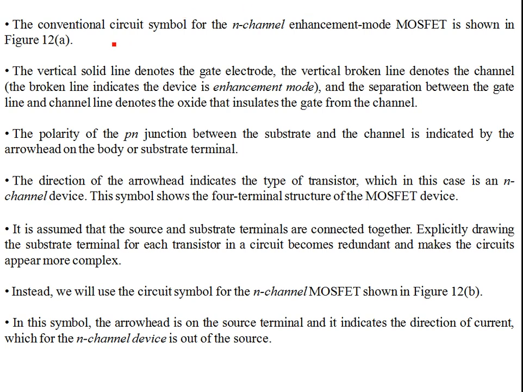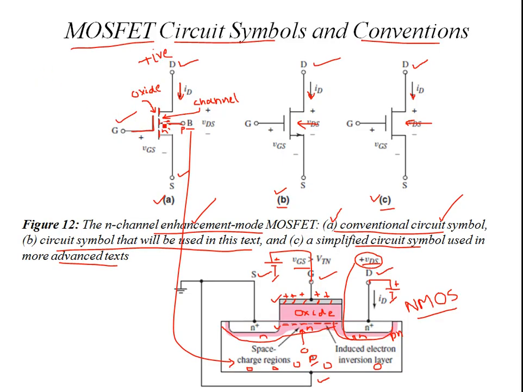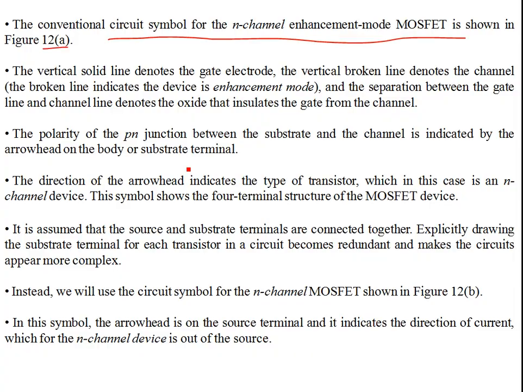Okay, so the conventional circuit symbol for an n-channel enhancement mode MOSFET is shown in 12A. You have the gate and the channel separated by an oxide. The solid line is the gate and the perforated or broken line is your channel. Then the arrow from P to N is the direction from the body of the semiconductor, the P to N junction. It is a three-terminal device, and the conventional current is from drain to source.